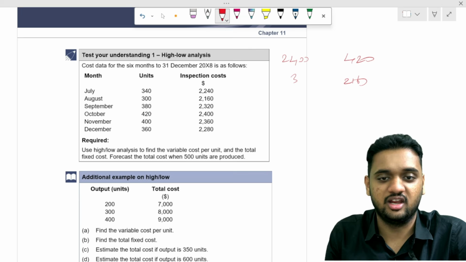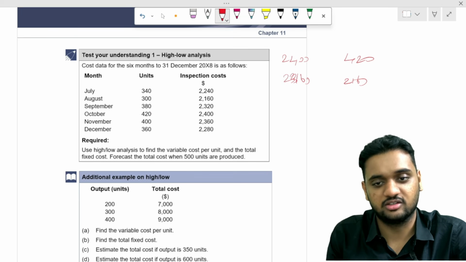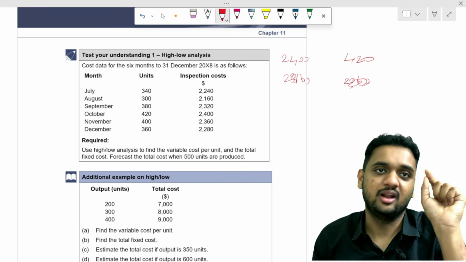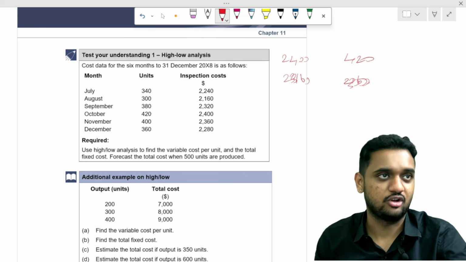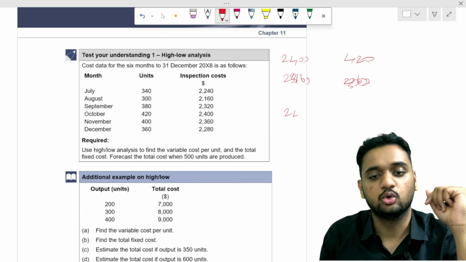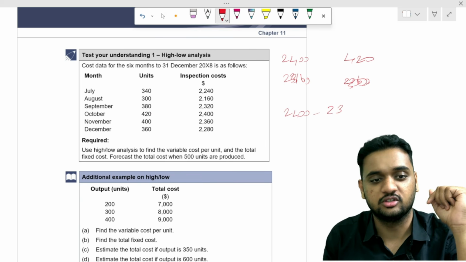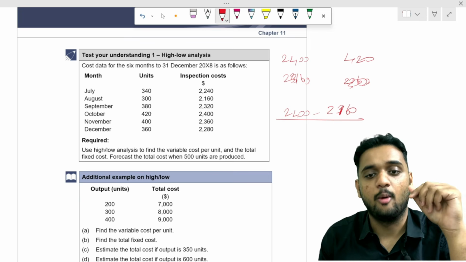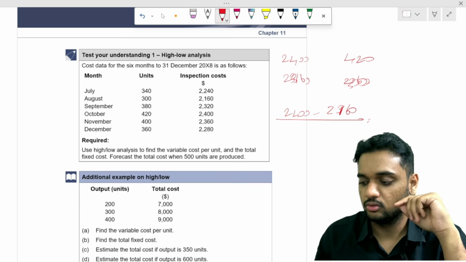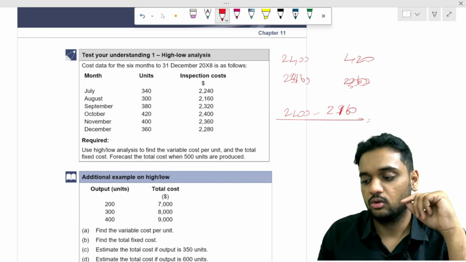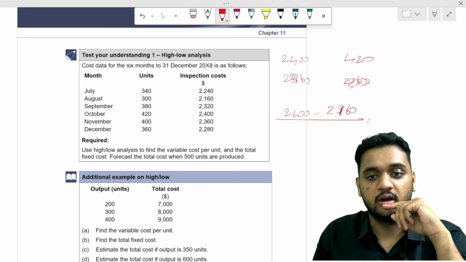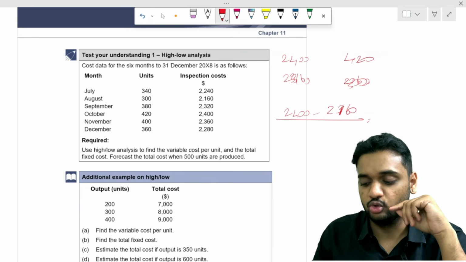2160 cost, 300 units. What did we do? We did highest cost minus lowest cost. What is the highest cost? 2400 minus the lowest cost, 2160. Divided by how much is the cost increasing? 2400 minus 2160.